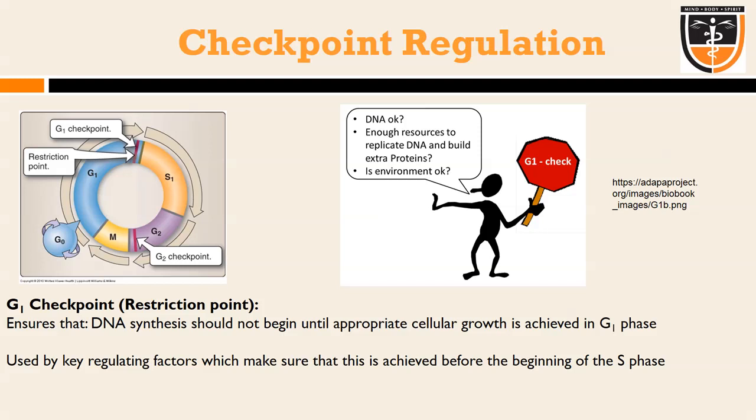So it's going to say whether the DNA is okay, is the DNA ready to be replicated. Now it's going to say, is there enough resources to replicate this DNA, and is the environment for division okay? If all of these things are okay, the cell will progress past the checkpoint. So it's used by key regulating factors which make sure that this is achieved before the beginning of the S phase.